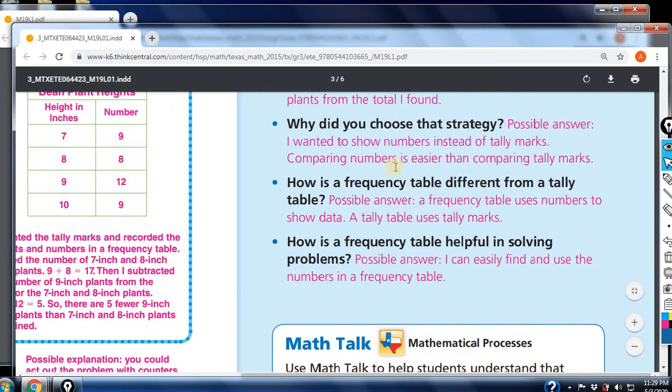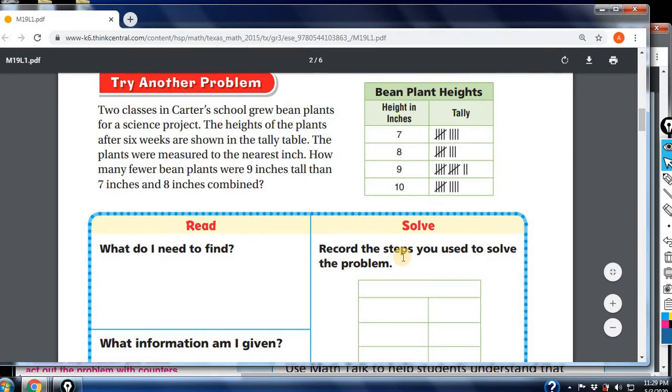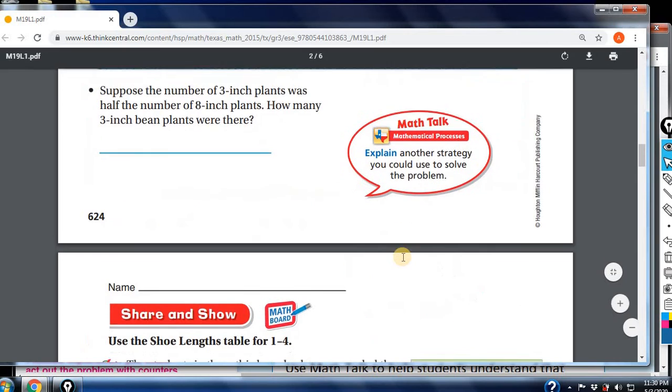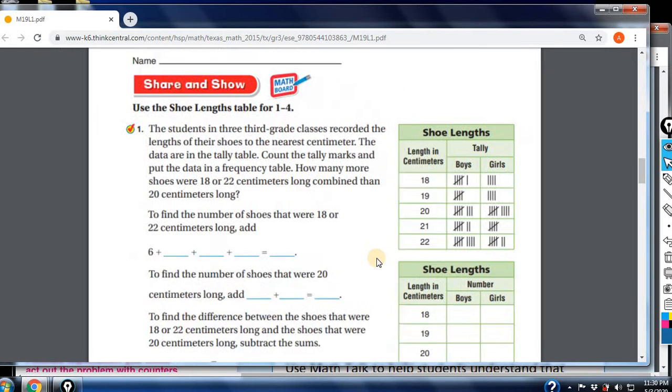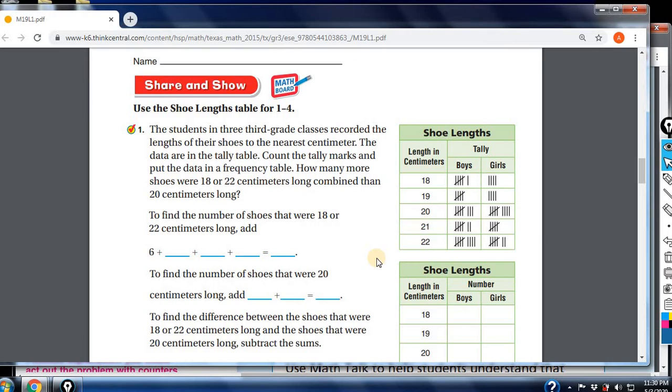All right, let's go ahead and take a look at the next one. Okay? Again, same process here. Now it just gets a little bit more involved. They give us fewer instructions, but the process is the same. We take the data from the tally marks and convert it into numbers. Now we just have more data.